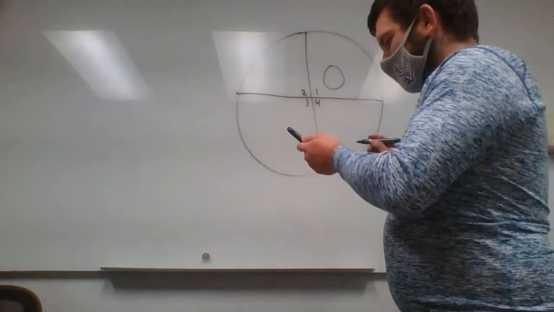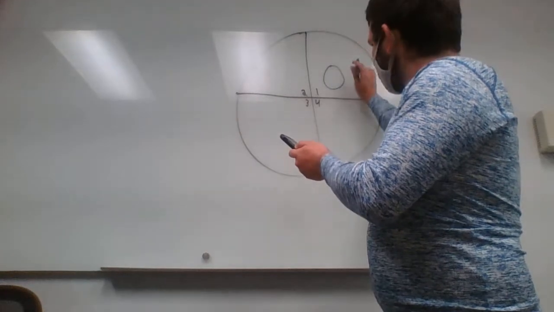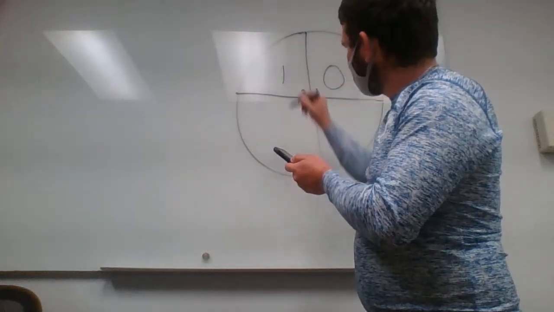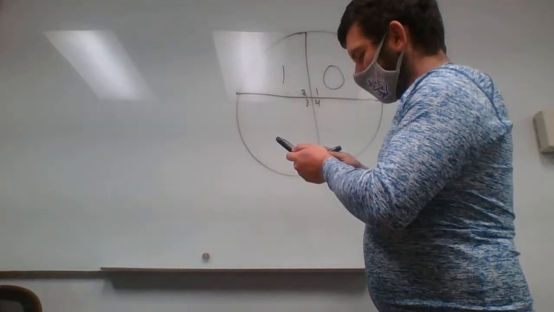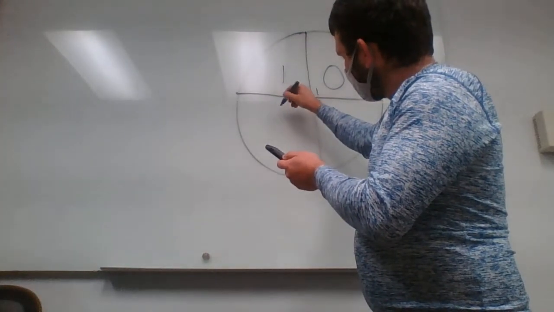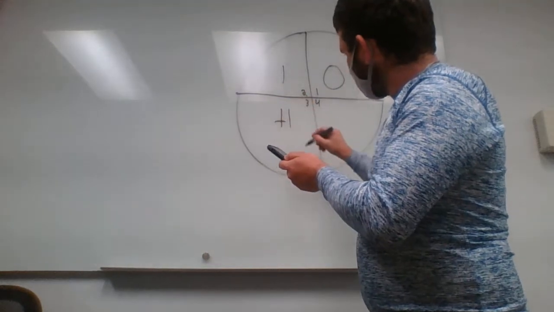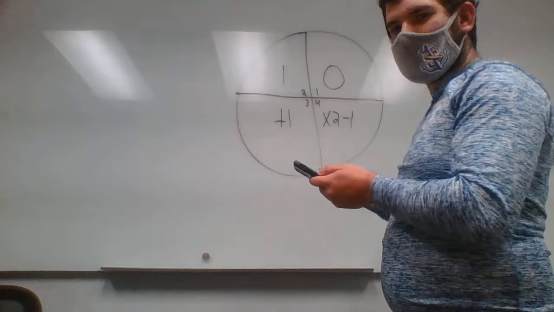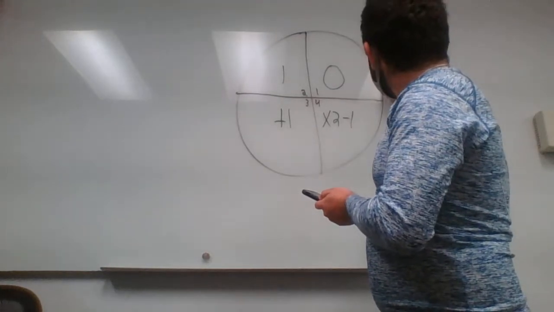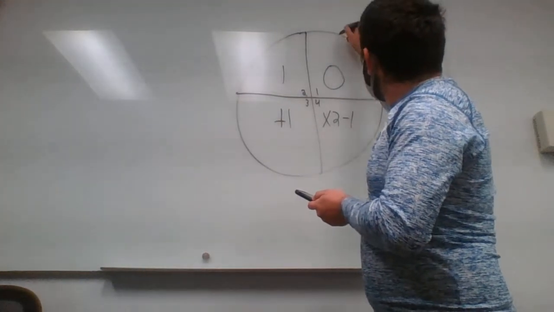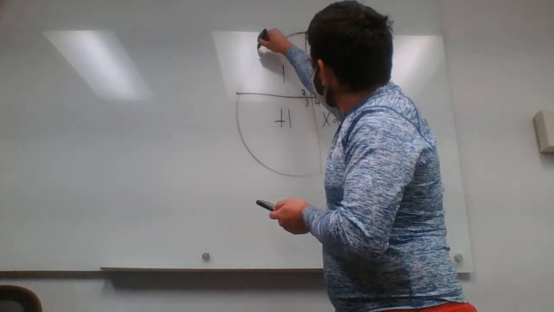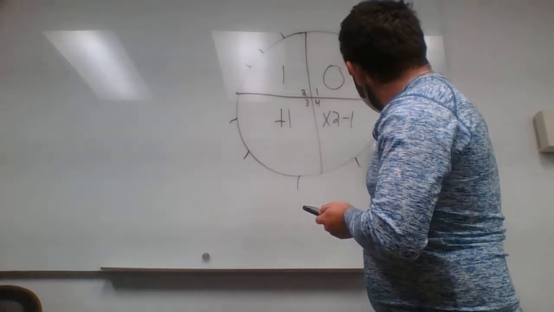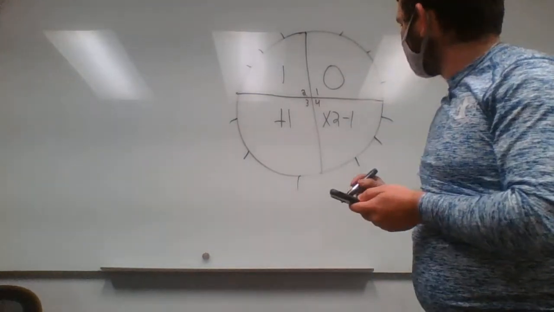So in the first quadrant, you have 0 for the multiplier. You're going to have 1 in quadrant 2, plus 1 in quadrant 3, and times 2 minus 1 in quadrant 4. What I mean by that is all of the points on the unit circle, how you can easily choose what each point is going to be according to where you are in the unit circle.